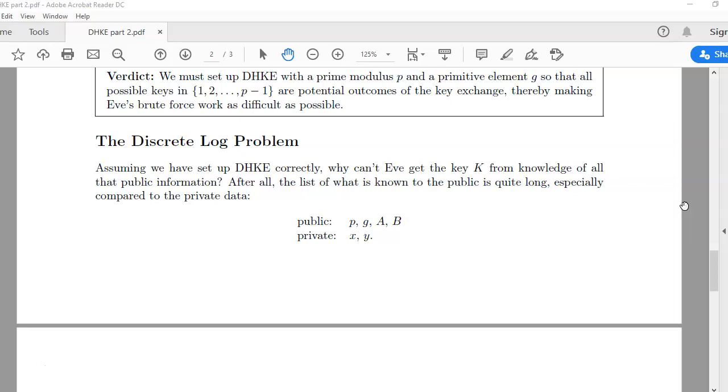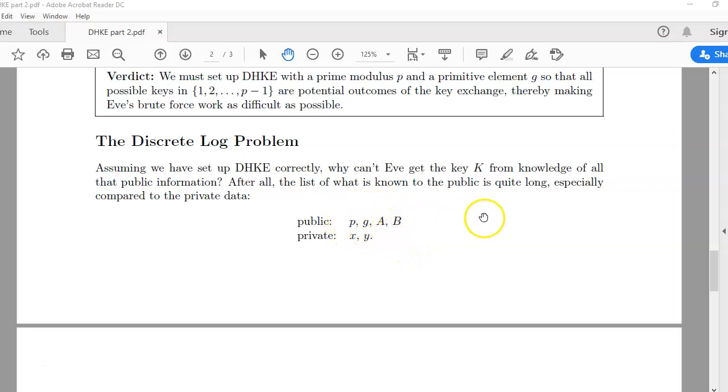There's so much stuff in Diffie-Hellman key exchange that's made public. It seems dangerous. So the question now is, all right, suppose you set up Diffie-Hellman correctly. So what? Why can't Eve still get the key from all that public information? If you remember, what's public in Diffie-Hellman is the prime, the primitive, Alice's A, and Bob's B. And the only secrets are X and Y.